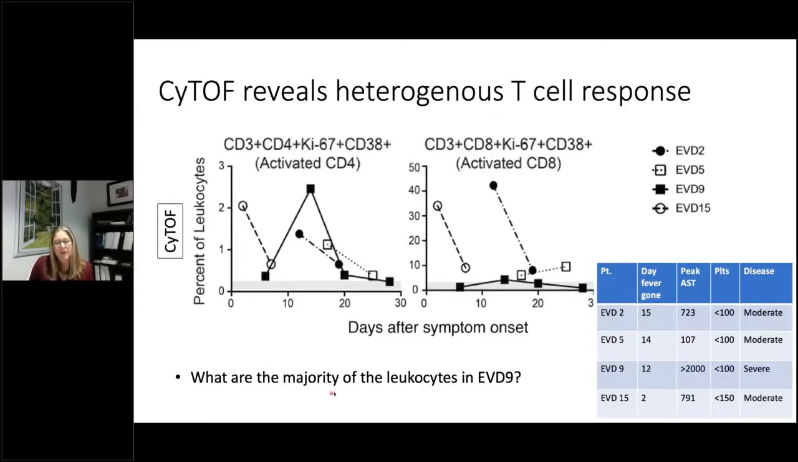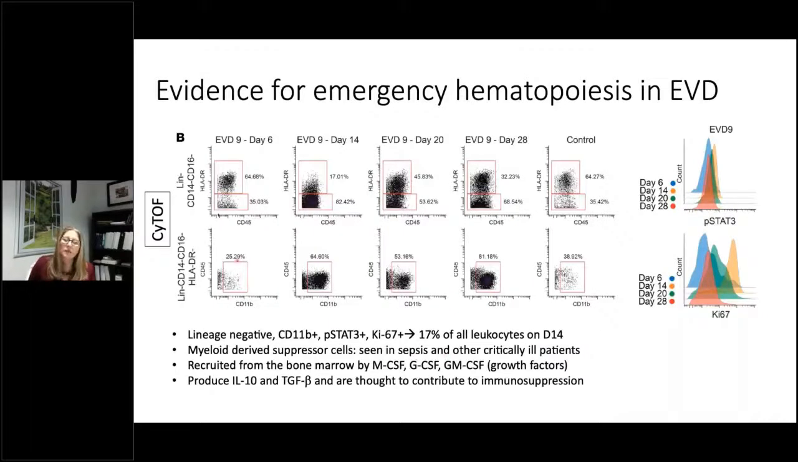So we went back to our data and we asked, what are the majority of the leukocytes in this patient that we're somehow not characterizing by our traditional gating strategy? And here's what the CyTOF data taught us. So now we're looking at the top at lineage negative, so CD3 and CD19 negative, CD14 and 16 negative. So these are not B cells, they're not T cells, they're not monocytes. And we look at HLA-DR staining. If we look at the HLA-DR negative cells, this is what I want you to focus in on. You can see that at day 6, at this early time point, EBD9 had pretty similar frequencies of these populations as the control patient. But by day 14, 20, and 28, you see a massive expansion in this HLA-DR negative population.